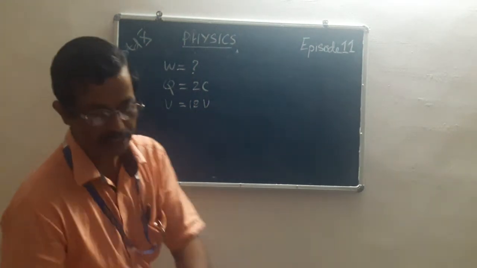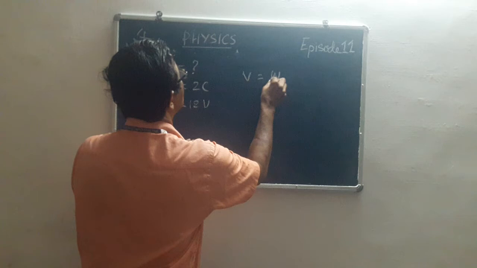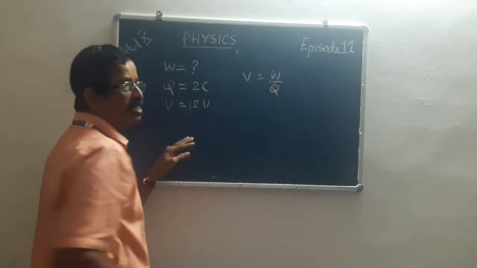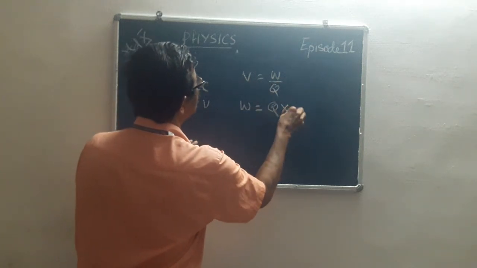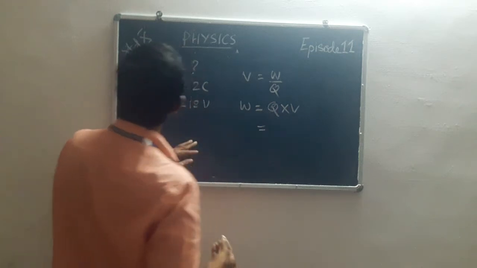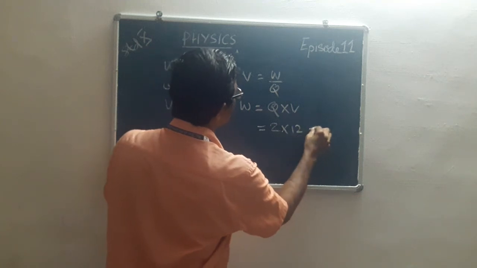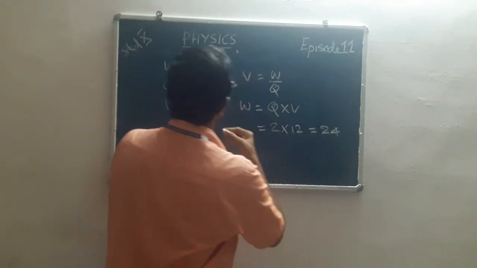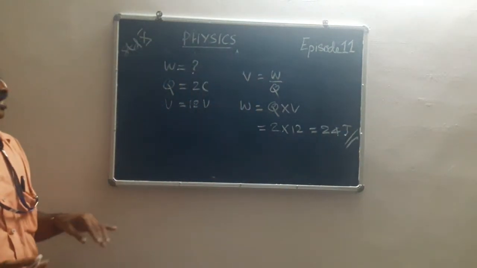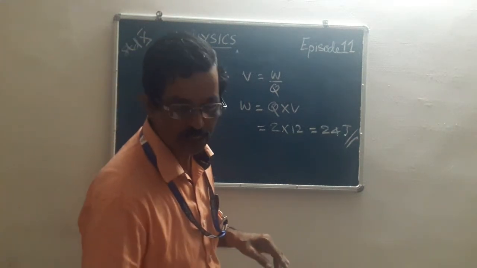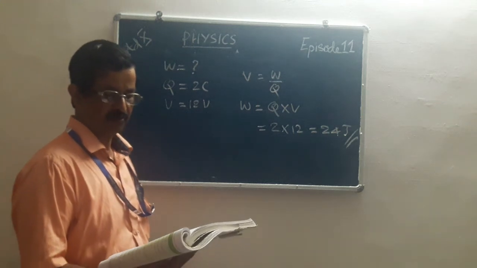Now work we want to find out. The relation we know is V is equal to W by Q. From this relation, W is equal to Q into V, or V into Q. Here Q is equal to 2 coulomb and V is 12, so it is equal to 24 Joule. This is the work done. The work done is 24 Joule.